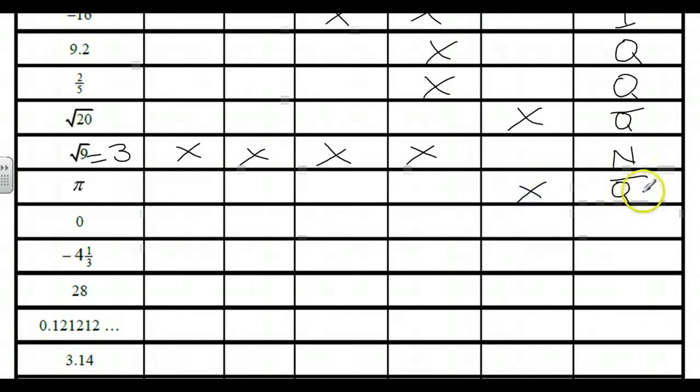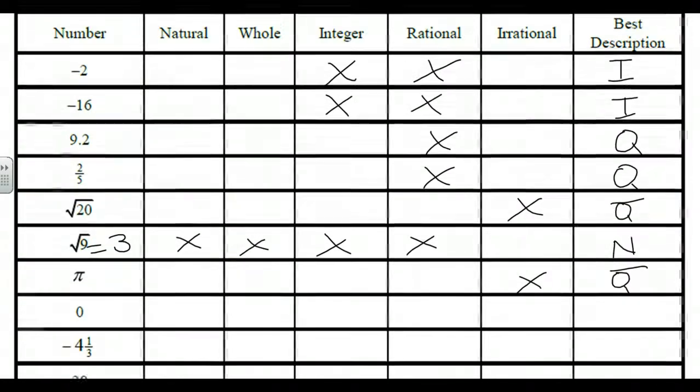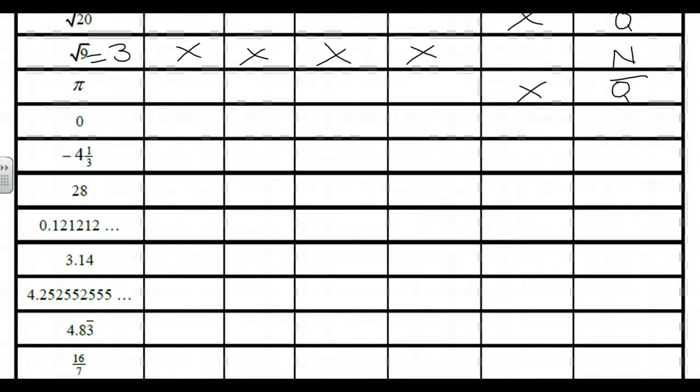Q, not Q, right? Q with the bar. 0. No, I forget. Okay, right. It's whole. 0 is a whole number. All whole numbers are integers. All integers are rational. We're not going to describe it as rational or integer. We are going to describe it as its most restrictive set, which is whole.